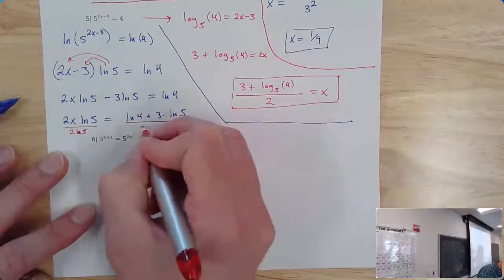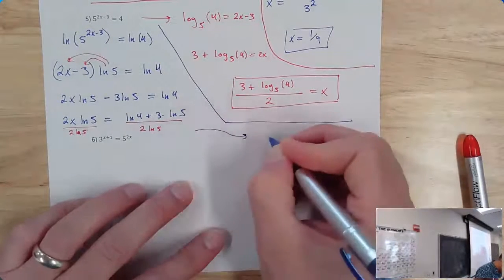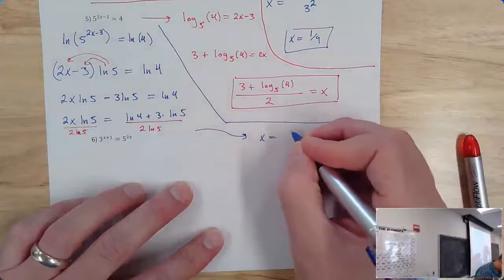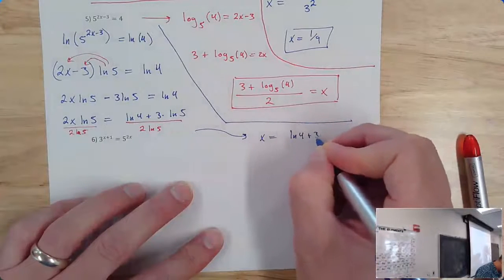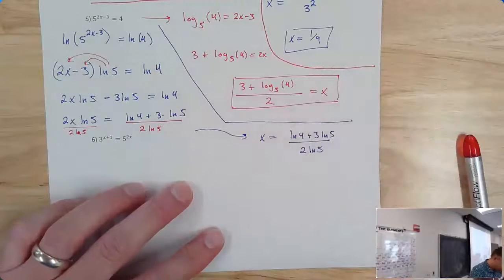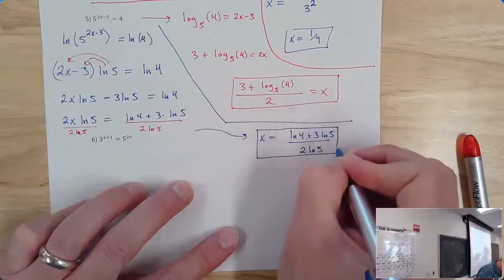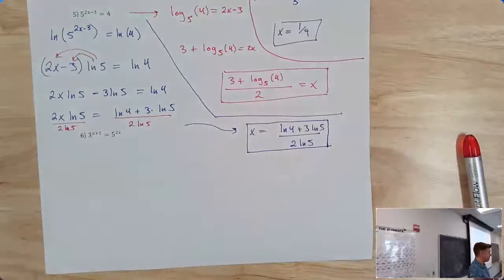And so our final answer is x equal to natural log of 4 plus 3 natural log of 5 all over 2 natural log of 5. Which I will totally admit looks a bit different than the other answer up there. They are the same. They just look different.